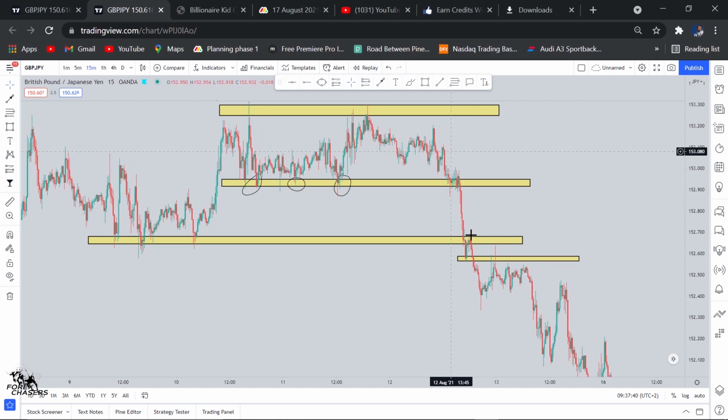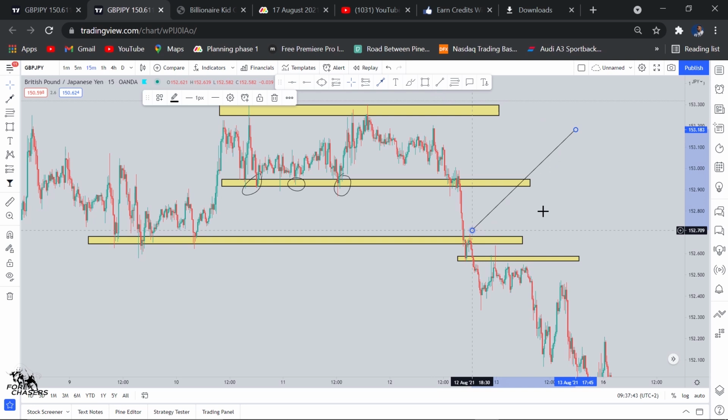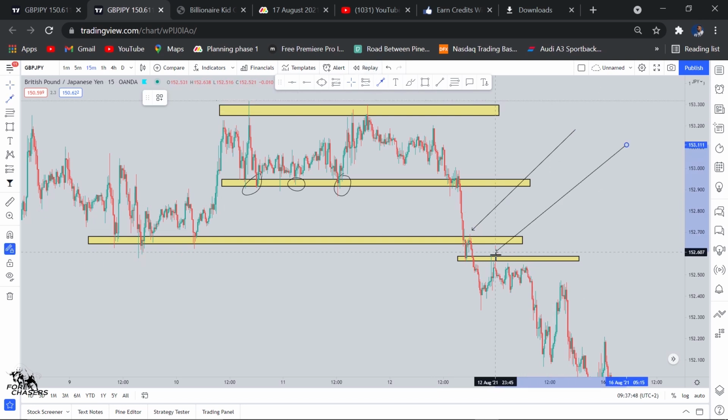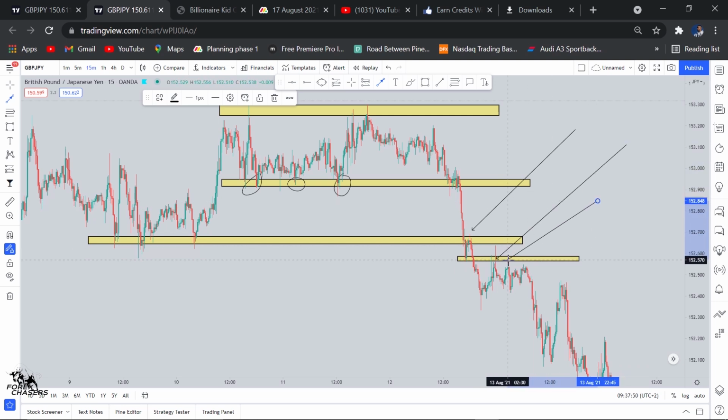So you can see that we entered here. This is your first entry. This is the second entry. You can take another entry, and another. And then again, you can see that we have this area here. This is another nice entry.